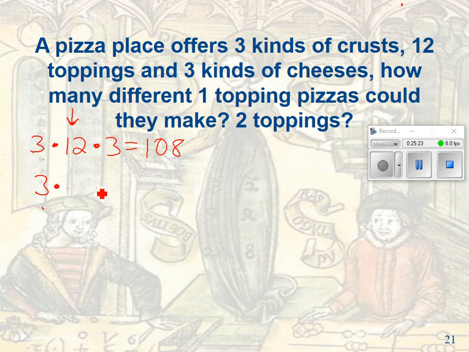Maybe. How many choices are we making this time? We made one choice for the crust, a second choice for a topping, a third choice for the cheese. We have the crust again, and the topping, but 2 toppings. So how many choices are we making? 4 total. So 3 times 12. How many choices do we have for the first topping? 12. How many choices for the second topping?